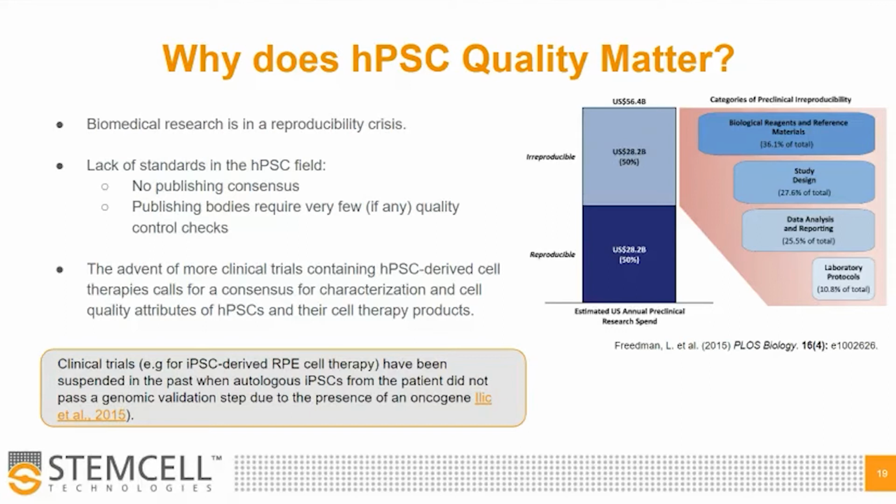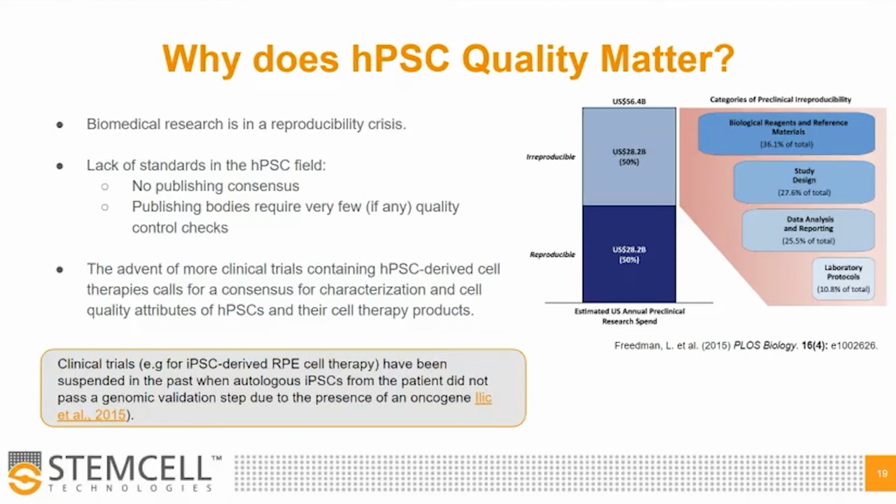Additionally, as more clinical trials containing hPSC derived cell therapies are entering the clinic, there needs to be a consensus for characterization and cell quality attributes of hPSCs and their cell therapy products. For example, in 2015, Ilic and his colleagues reported on a Japanese clinical trial for iPSC derived retinal pigment epithelial cells, and this trial being suspended when autologous iPSCs from a patient did not pass a genomic validation step due to the presence of an oncogene. We need to be sure that the cell product we are delivering to a patient does not contain oncogenic material.